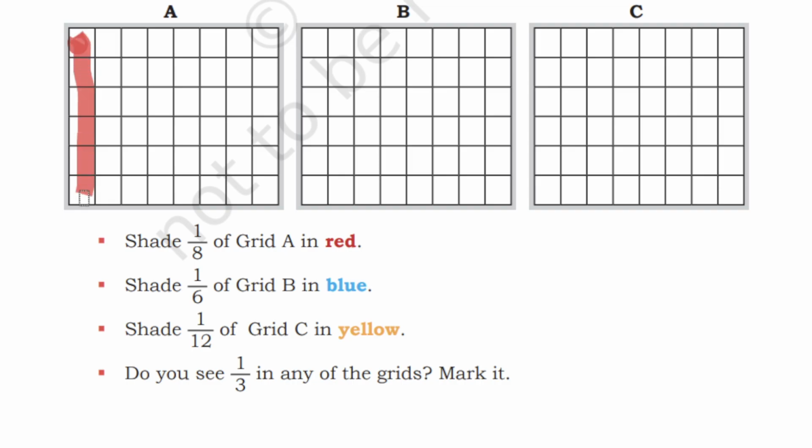One minute, students. Shade in red color. Okay. Next, 1/6 of grid in blue. So we have 1, 2, 3, 4, 5, 6, 7, 8 and 1, 2, 3, 4, 5, 6. So 6. So we have to shade here 1/4 of 1/6 of grid in blue. So this here you need to shade in blue color.